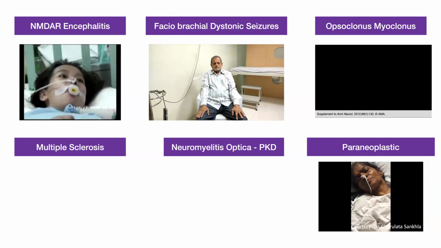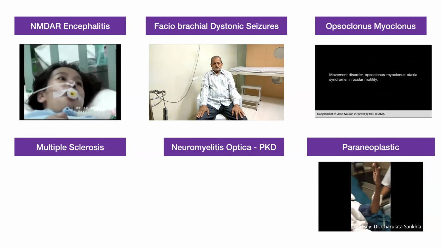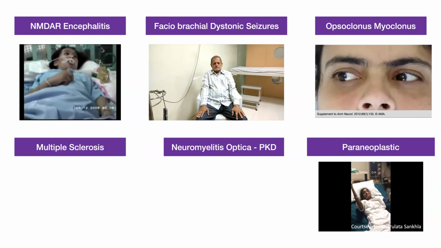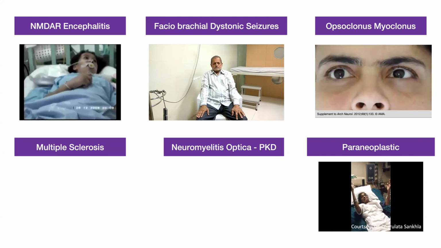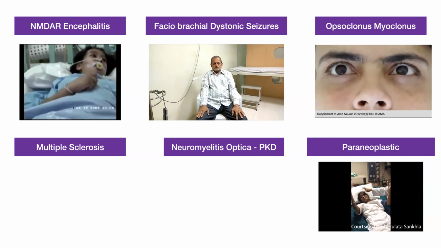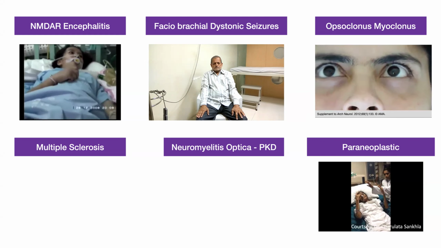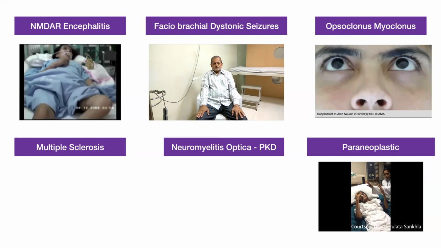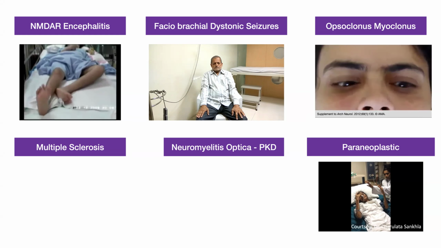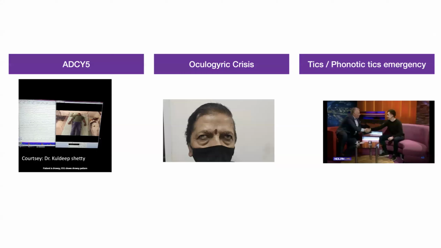Opsoclonus myoclonus is commonly seen as an infectious or post-infectious or para-infectious syndrome among children, and it can present with various other causes also, even drug-induced. As in this case, you can see topiramate-induced opsoclonus myoclonus. So you need to keep these possibilities in mind. Look for underlying causes. Look for a proper history. That gives a lot of understanding.